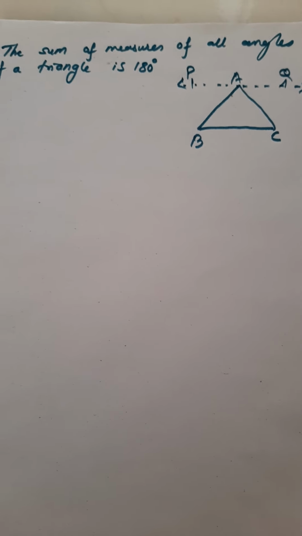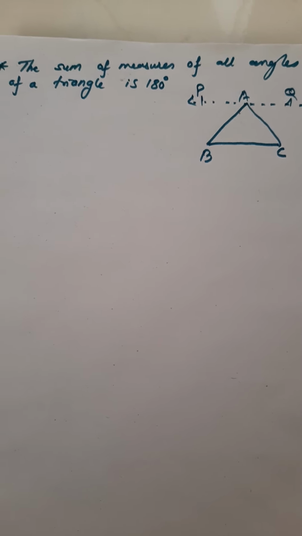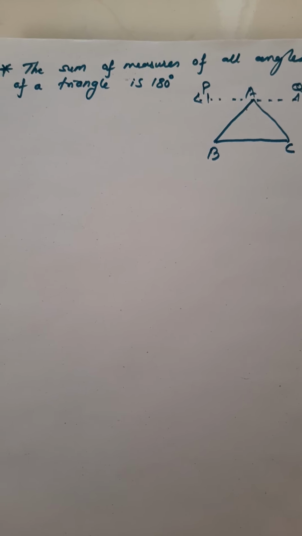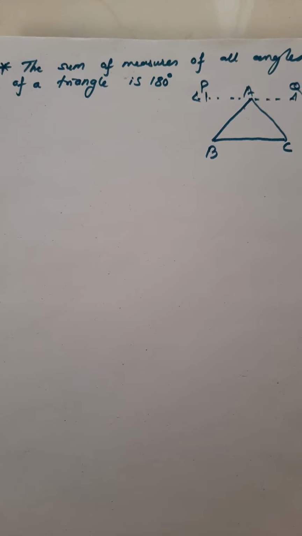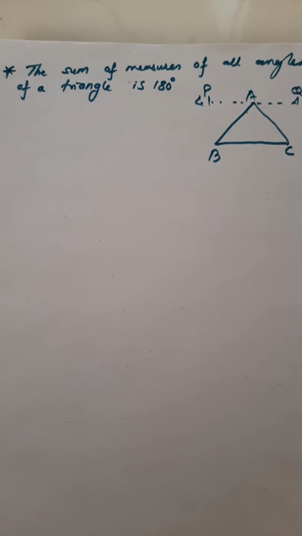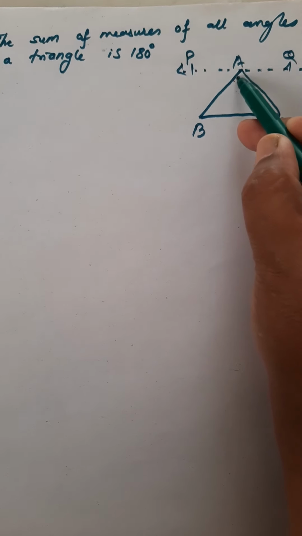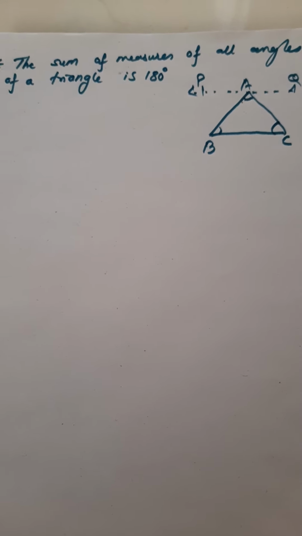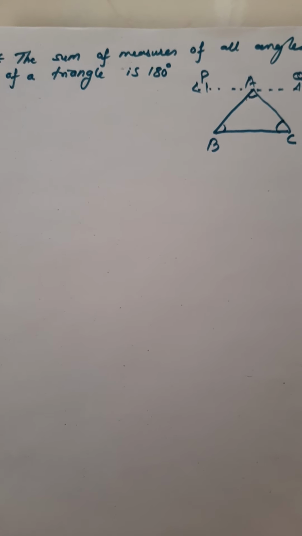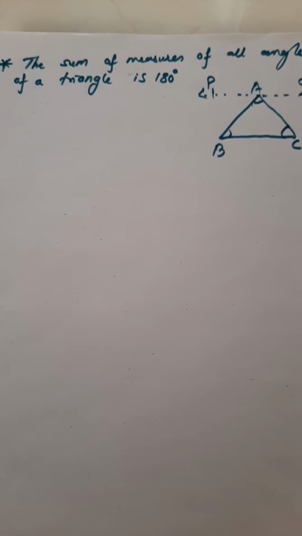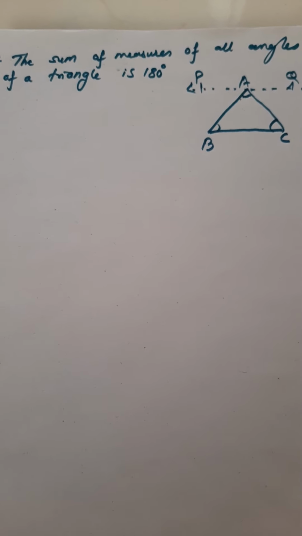Do you understand this point, how I have written? Now what do we have to prove? The name of the theorem is: the sum of the measures of the angles of a triangle is 180 degrees. What is given? Given triangle ABC, and we have to prove that all these three angles are 180 degrees. Angle ABC plus angle ACB plus angle BAC is equal to 180 degrees. We have to prove that.